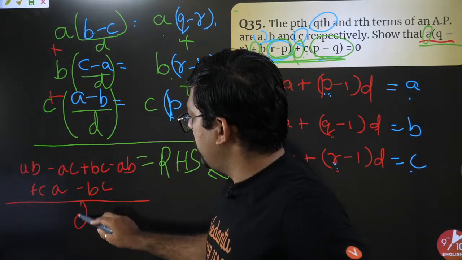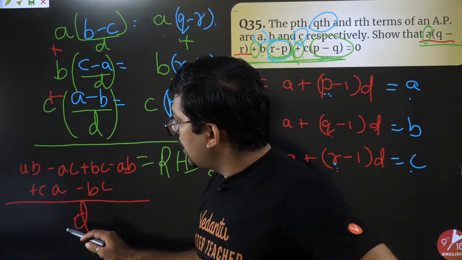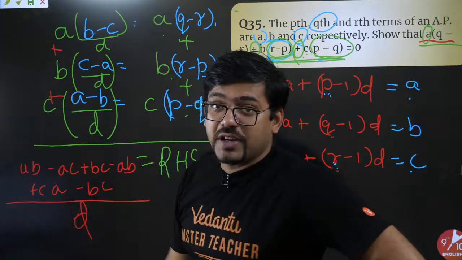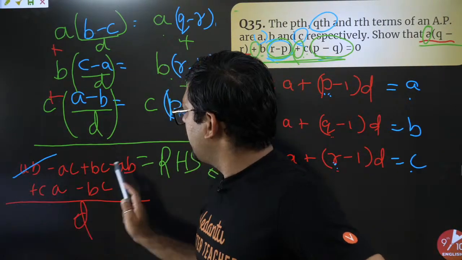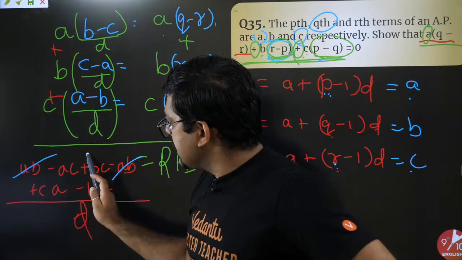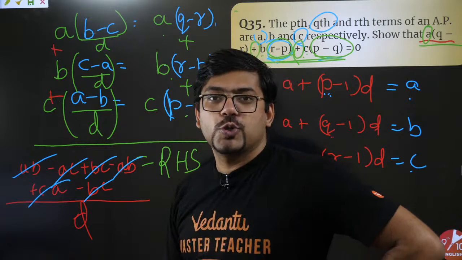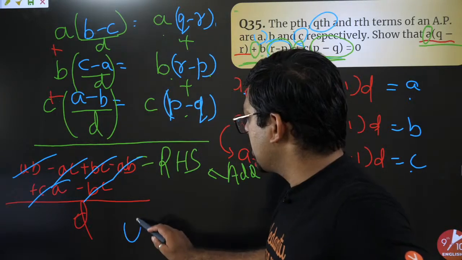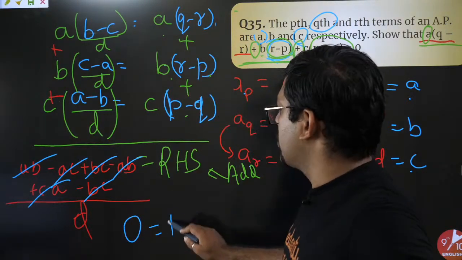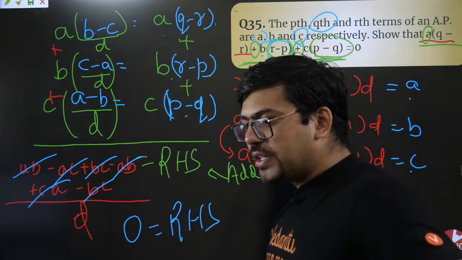Whole divided by D. Now just see, are you getting this answer or not? Which I said right now. AB and minus AB gone. AC and plus CA gone. BC and minus BC gone. So everything gone. This means you have got 0 equals this entire thing, which is your RHS. So did you prove this or not?